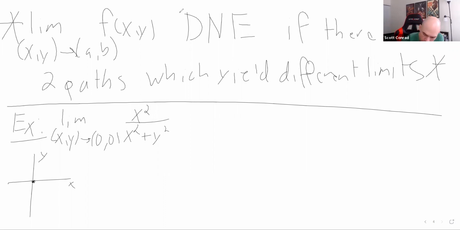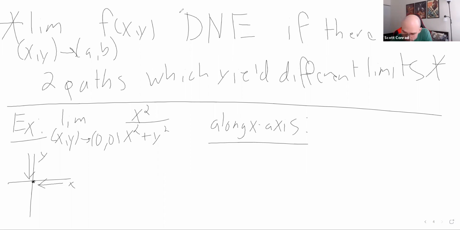So let's approach along the x-axis and along the y-axis. Probably the two simplest paths we could take. Okay, so we're approaching along the x-axis. We want to take the limit. Essentially what we're doing with these when we're taking the limit is we're turning them into functions of one variable, basically, and then taking the limit, because we know how to deal with functions of one variable.